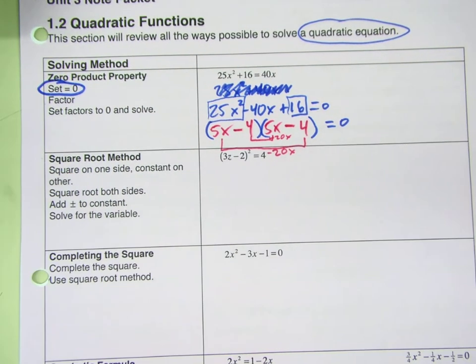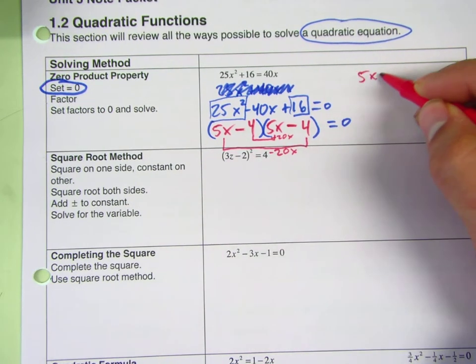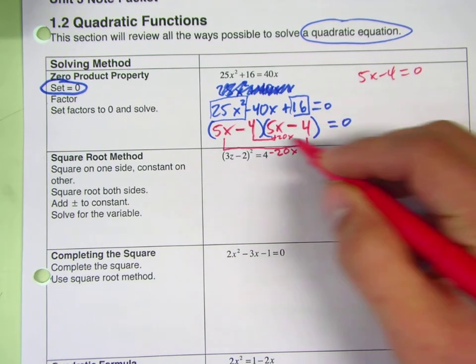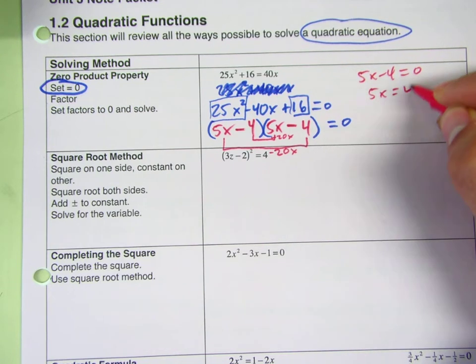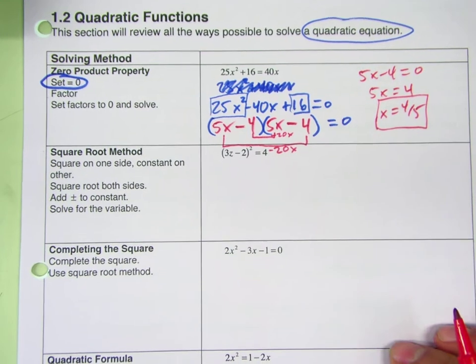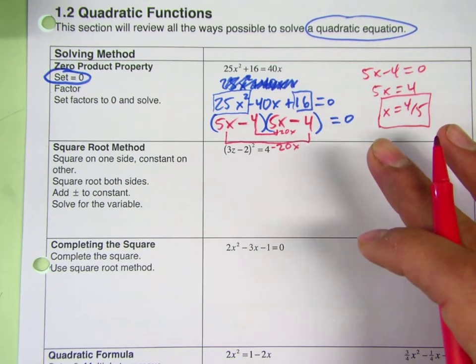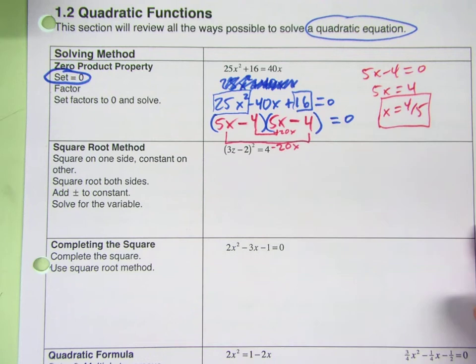Once you have everything factored, you take each factor and set it equal to 0. In this case, they're both the same factor, but now you would just solve for x, and you get x equals 4/5. Does this look familiar? Yeah. No one's like, I've never seen it. Okay.